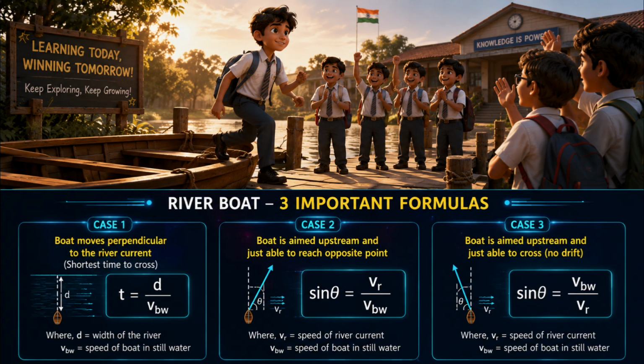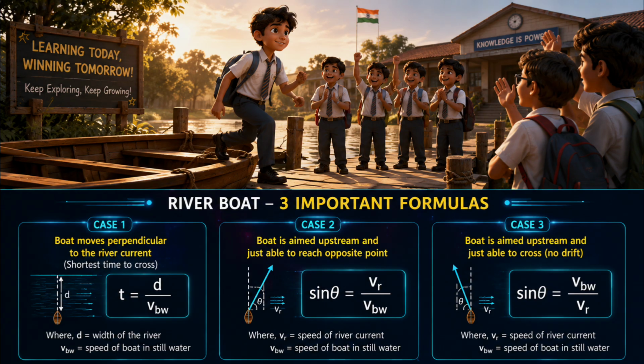So, in conclusion, the riverboat problem can lead to 3 completely different outcomes depending on how the boat is directed relative to the river current. In the first situation, the boat is aimed straight across the river. Here, the entire speed of the boat is used to cross the river as quickly as possible. That is why this case gives the minimum time of crossing. But because no part of the boat's velocity opposes the river current, the boat drifts downstream while crossing. So, fastest crossing, but maximum drift.